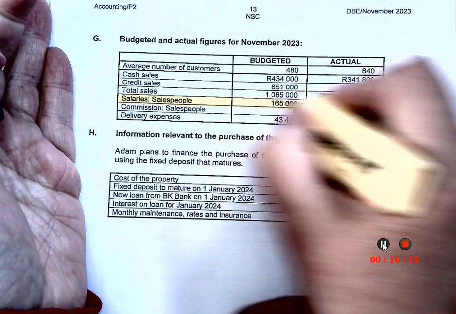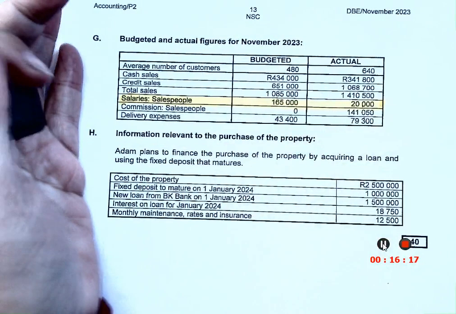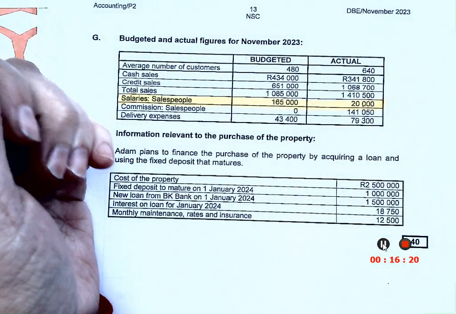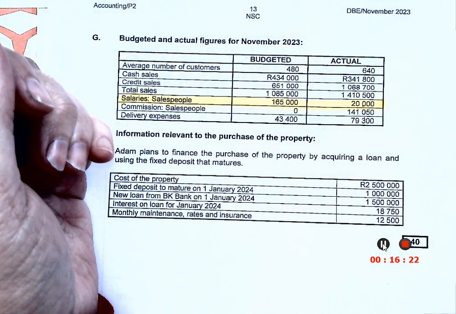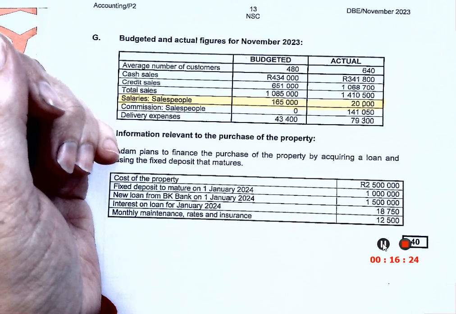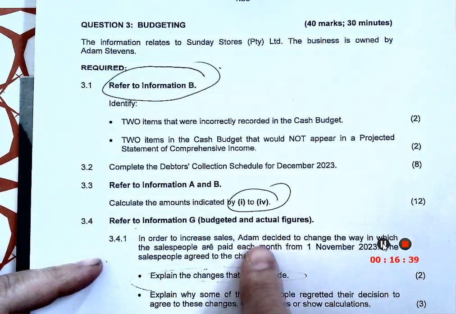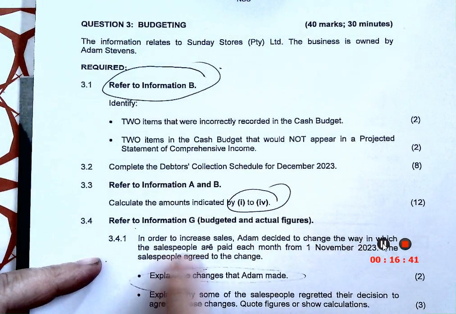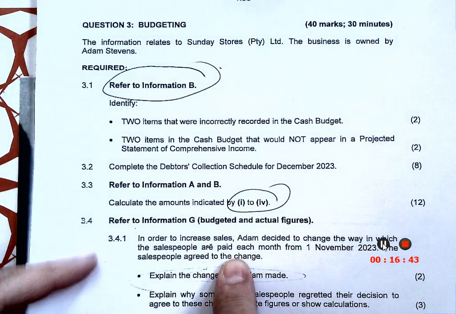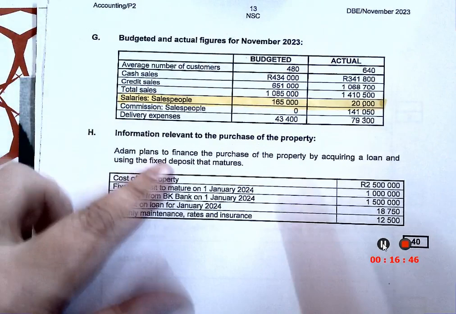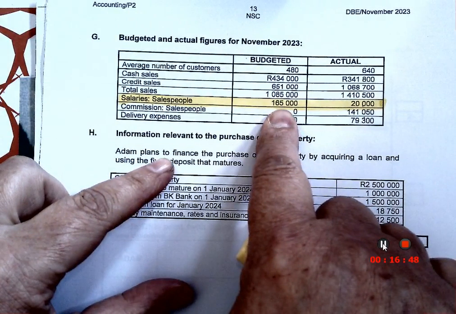Can you see they budgeted 165, right? So that's quite a lot of money. So they didn't fire people. They said they changed how they are being paid. And when did they say that? They say it there. They say, in order to increase sales, Adam decided to change the way in which the salespeople are paid. Okay, so now I look, I see, okay, so salaries is way down.